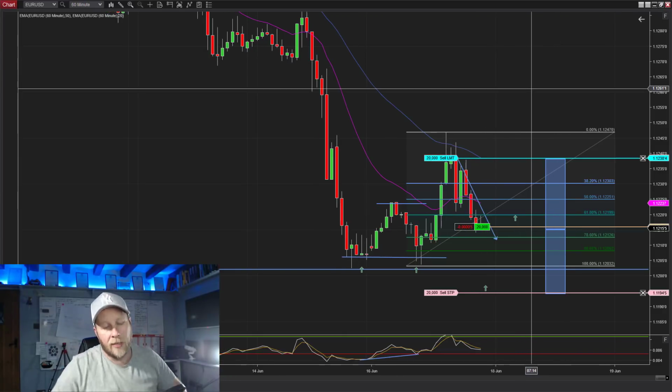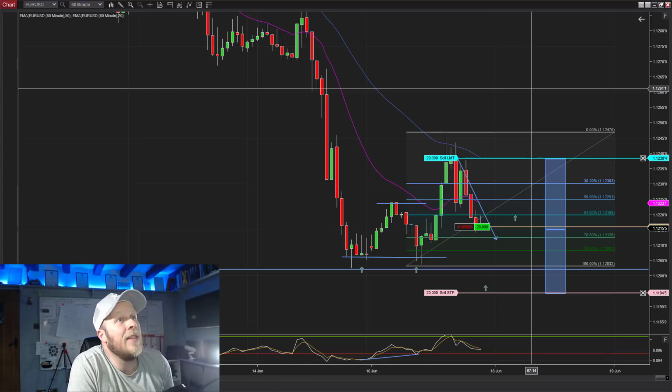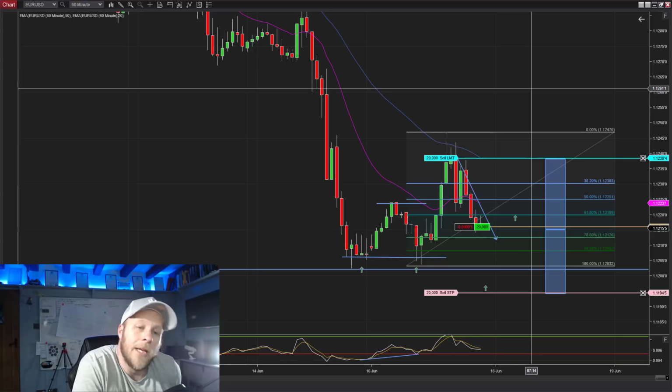So this is a trade I'm in. Hopefully we can push up and hit targets. I'll be looking to short the New Zealand dollar tomorrow, the pound yen, and the pound dollar.